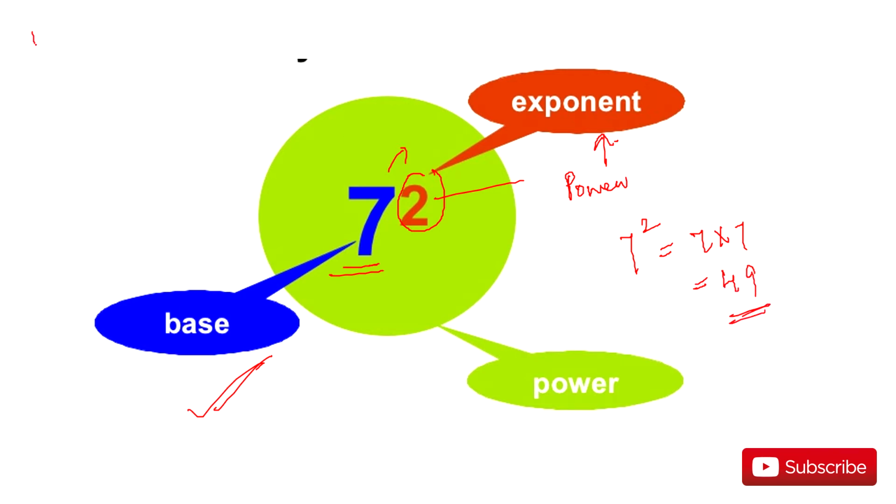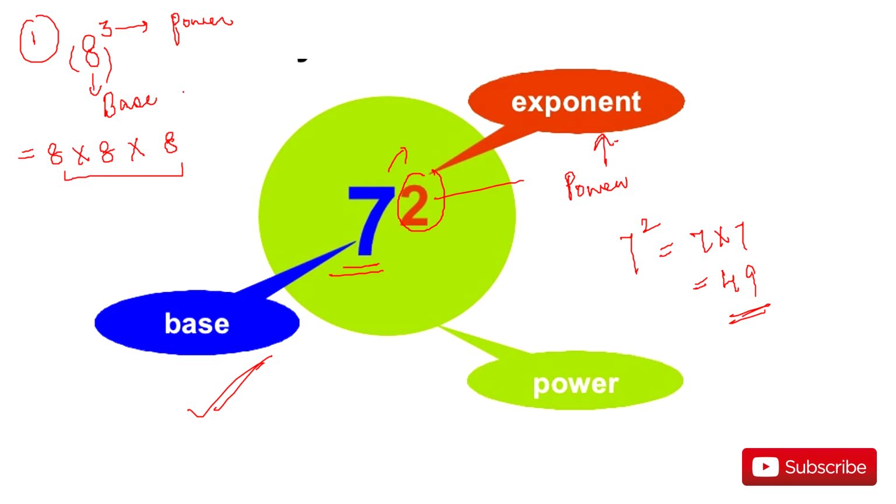If I take one more example, say 8 to the power 3. Here 3 is the power and 8 is the base. Now 8 to the power 3 means that 8 has been multiplied 3 times. In order to write 3 times, we have written 8 to the power 3.